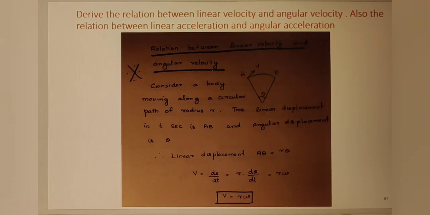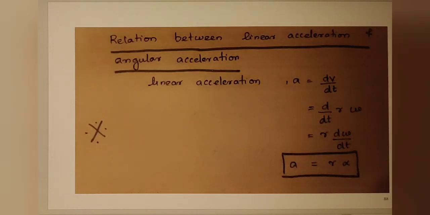Now we have the linear velocity. Linear velocity is the rate of change of linear displacement. So we can substitute the above equation: r into d theta by dt, that is equal to r omega. So v is equal to r omega. That is the relation connecting linear velocity and angular velocity.